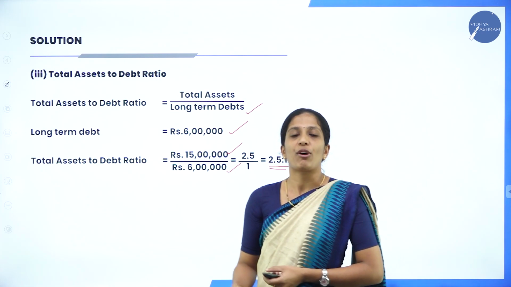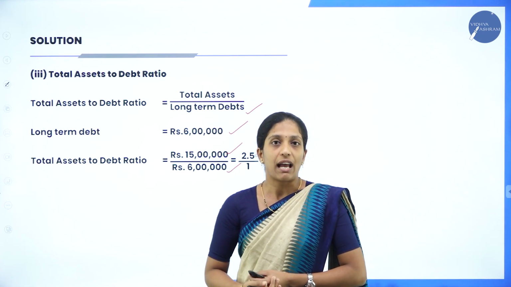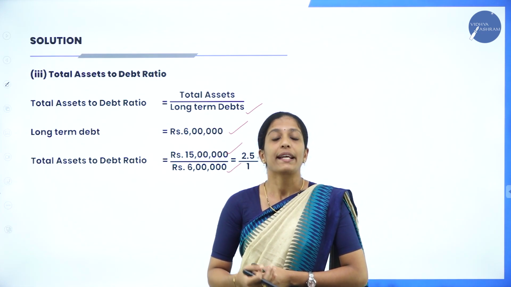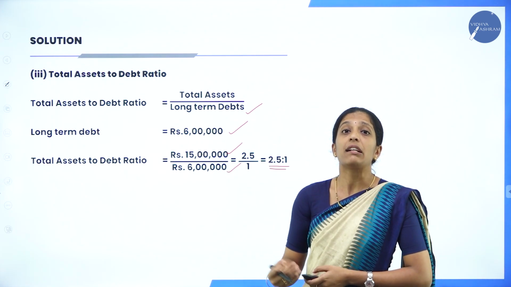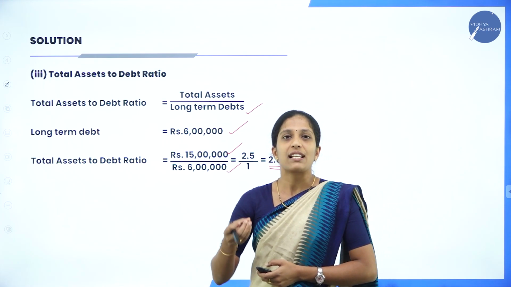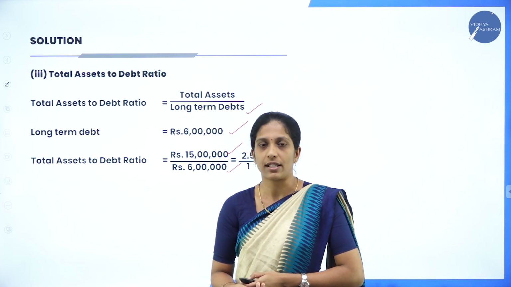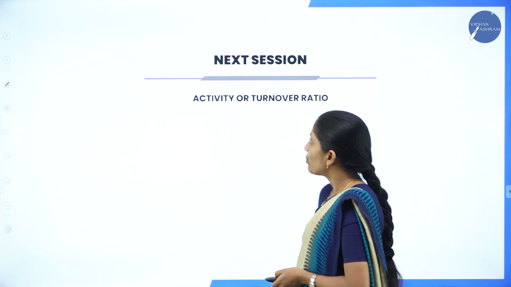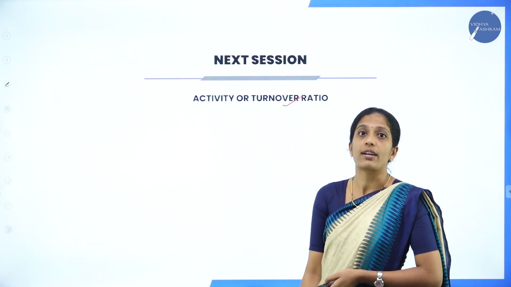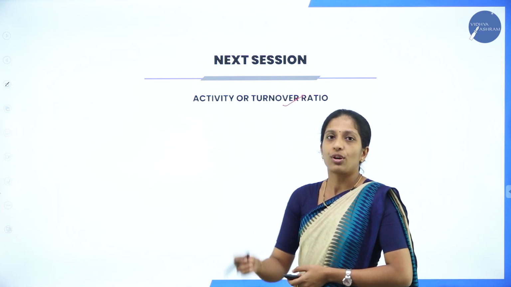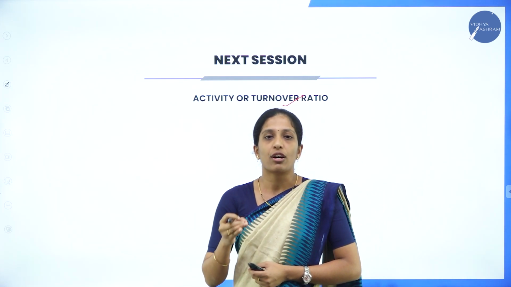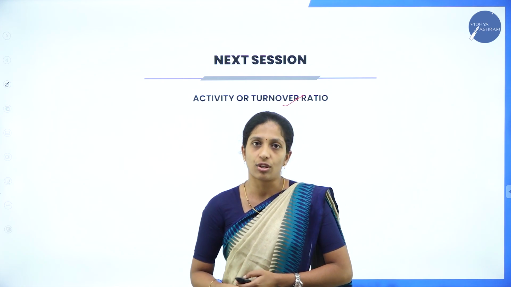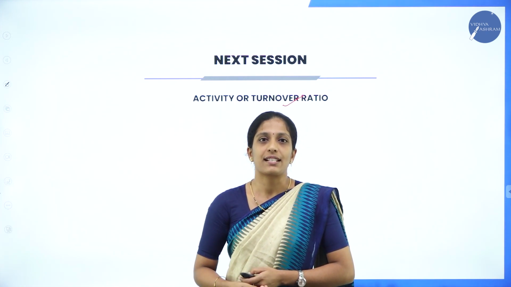So hope you are clear about the solvency ratio, where we have learnt about debt equity ratio, capital employed ratio, total assets to debt ratio, interest coverage ratio. All these ratios come under solvency ratio. In my next session, we shall discuss activity or turnover ratio. This is also a very important question for 12 marks. We shall discuss it in the next class.